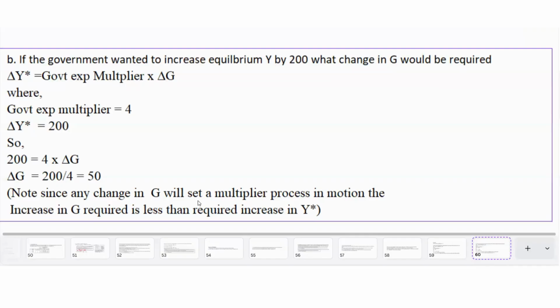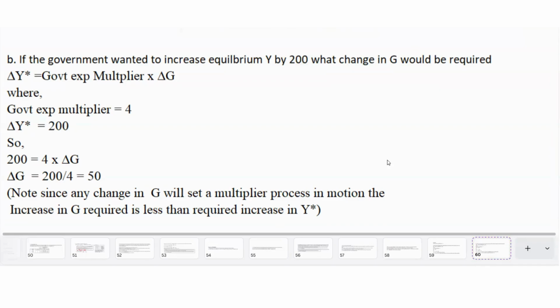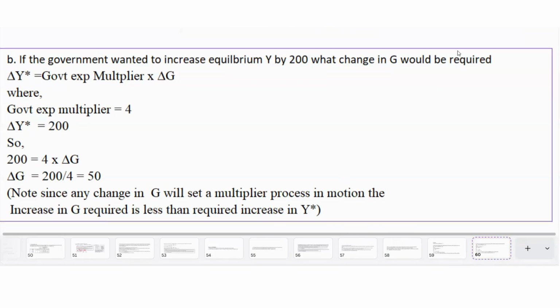So note, since any change in G will set a multiplier process in motion, the increase in G required, 50, is less than the required increase in equilibrium Y, 200. So in this way, we can basically use the multiplier to relate changes in equilibrium income to changes in autonomous spending.